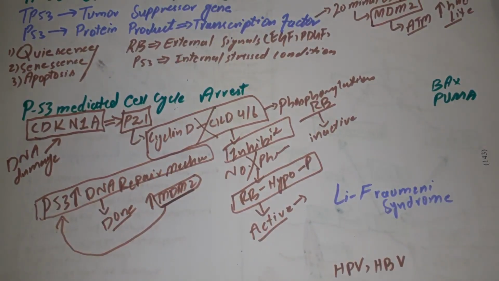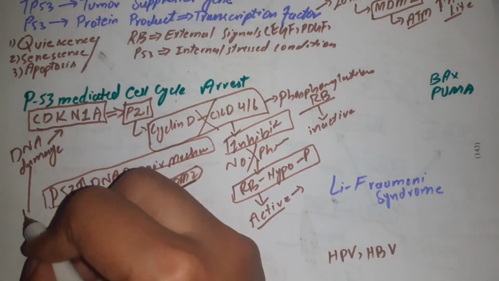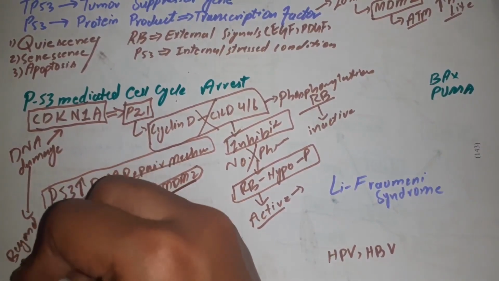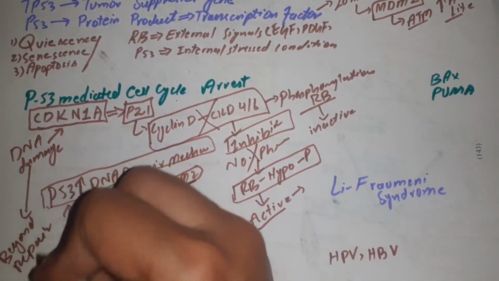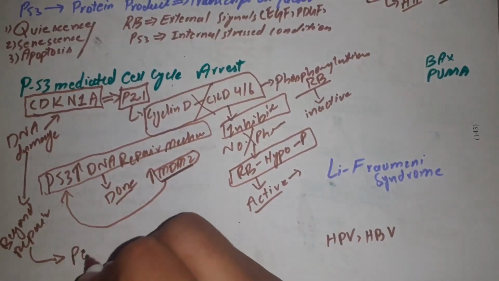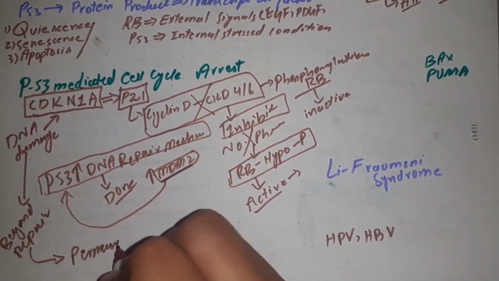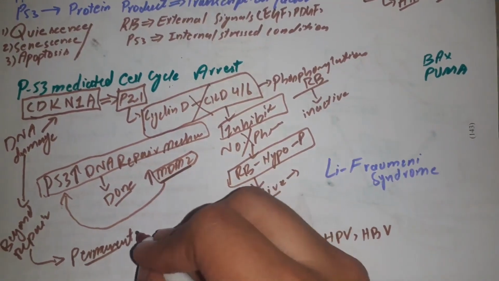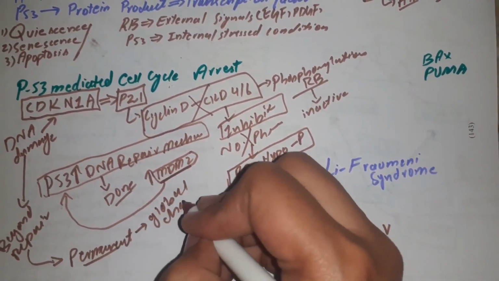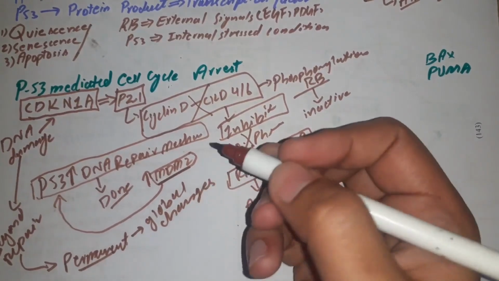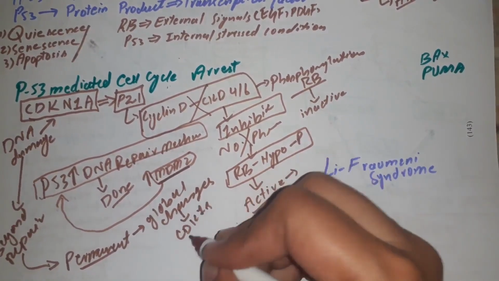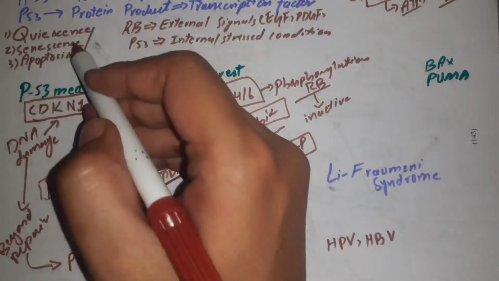However, if the damage was beyond repair, what will happen? Cell growth will be permanently arrested. Permanent arrest in cell growth, and this permanent arrest is by global changes in the chromosome. As you can say, our chromosomes are changed or altered in some way, and CDK inhibitors are activated, and there is permanent stop in cell cycle, or senescence.